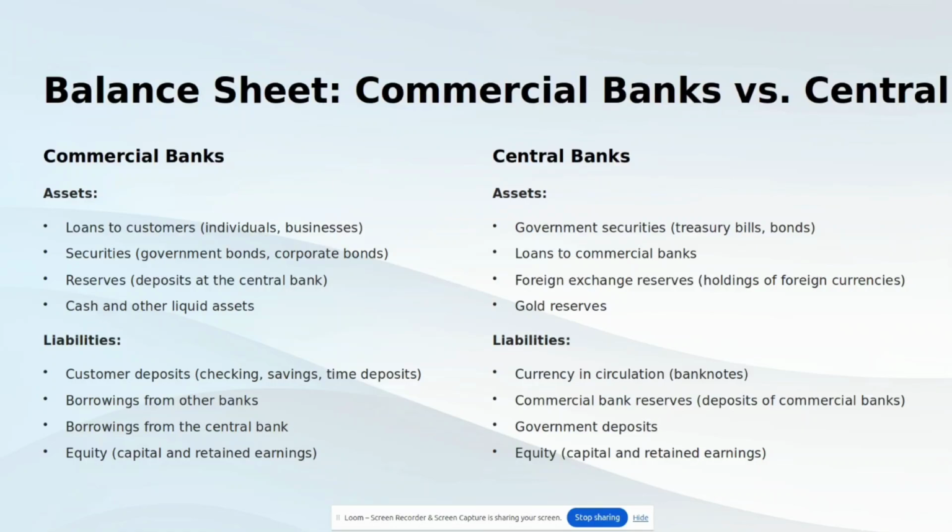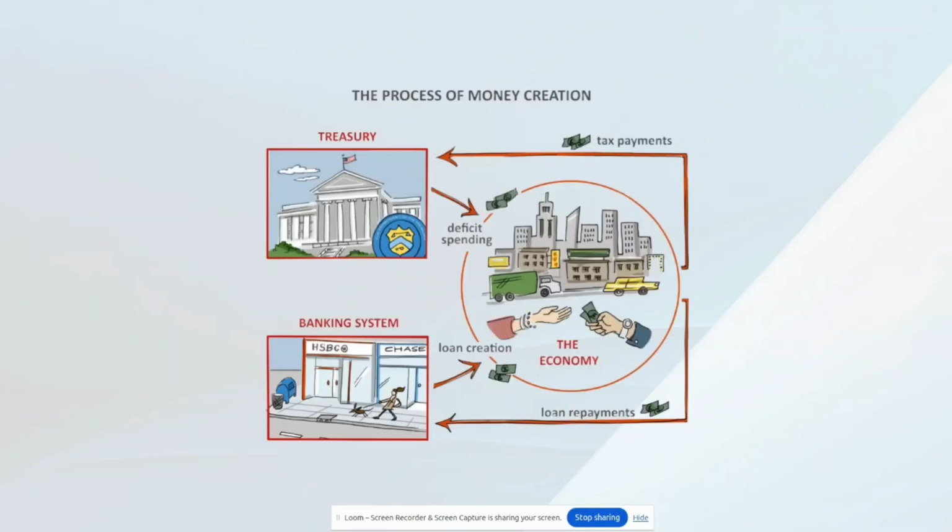So here we have discussed the commercial bank's assets and liabilities. What are the liabilities? The central bank's assets and liabilities. So what is the purpose of money creation? It is needed for treasury, tax payments, the banking system, loan creation, deficit spending, and there are various other purposes.